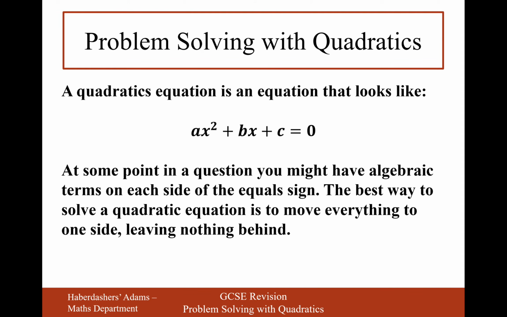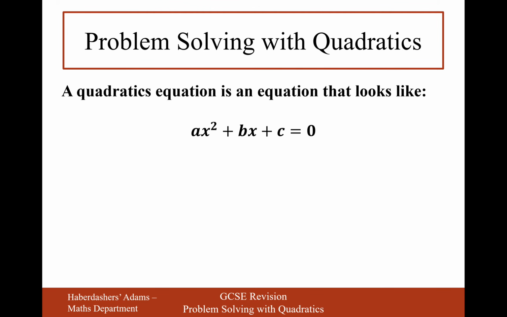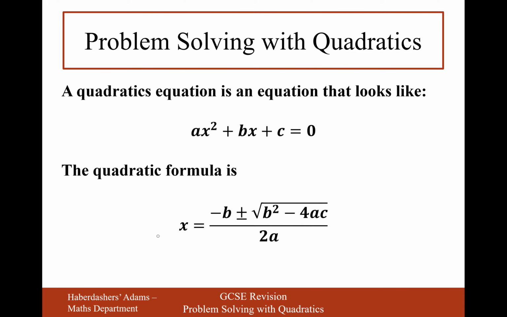Okay, so at some point in these questions, you might have algebraic terms on either side of the equal sign. The best way to solve a quadratic equation is to move everything onto one side by adding or subtracting it, leaving nothing behind. So that's why there's 0 on the other side of the equal sign. This is important, you've got to remember this, so write this down now.